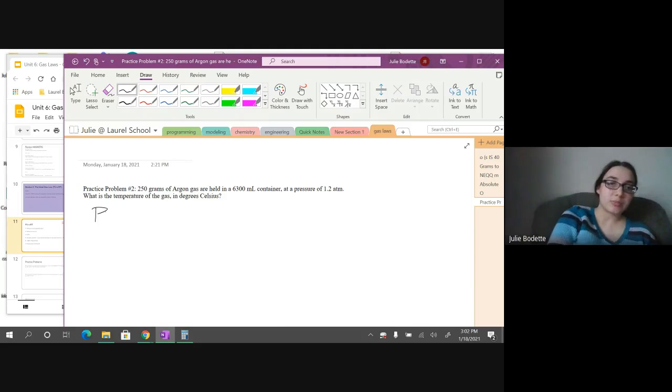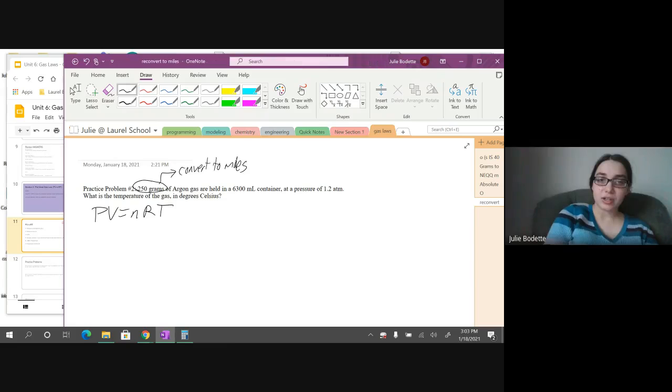Okay, so again, PV equals nRT. And let's read this problem. So 250 grams of argon gas. So that might throw you guys off at first because you're like, well, there's no grams in this equation, right? But we can convert grams to moles. So that's what we're going to have to do. We're going to have to convert it to moles in order to plug it in.